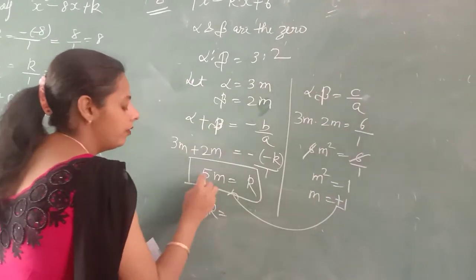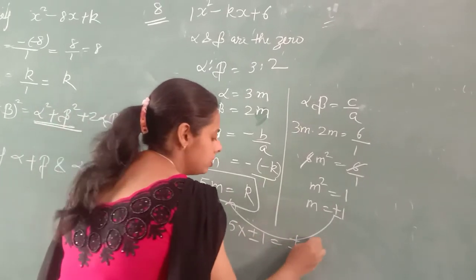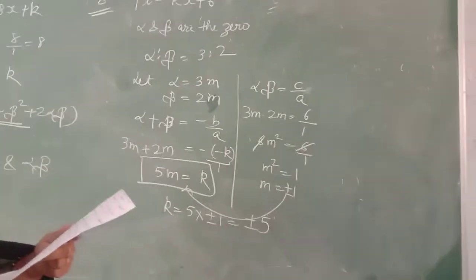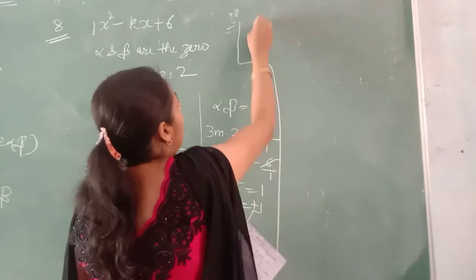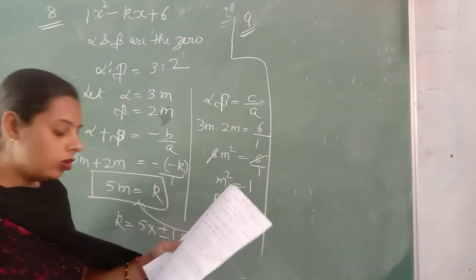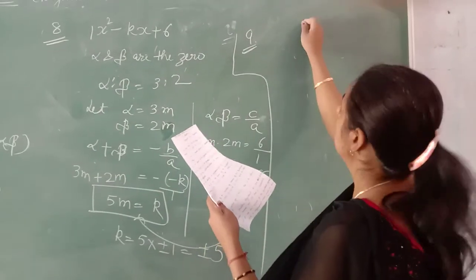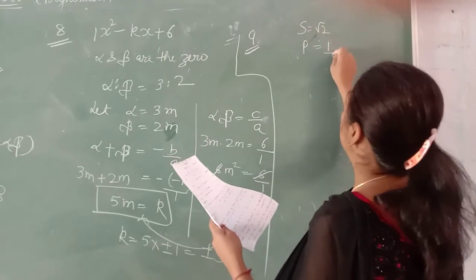You will have the value of 5 as 5 into plus minus 1. That means the value of k is plus minus 5. Come to question number 9, where you have to find the quadratic polynomial, where the sum of the zeros is given. The sum of the zeros is √2 and the product of the zeros is 1 by 6.